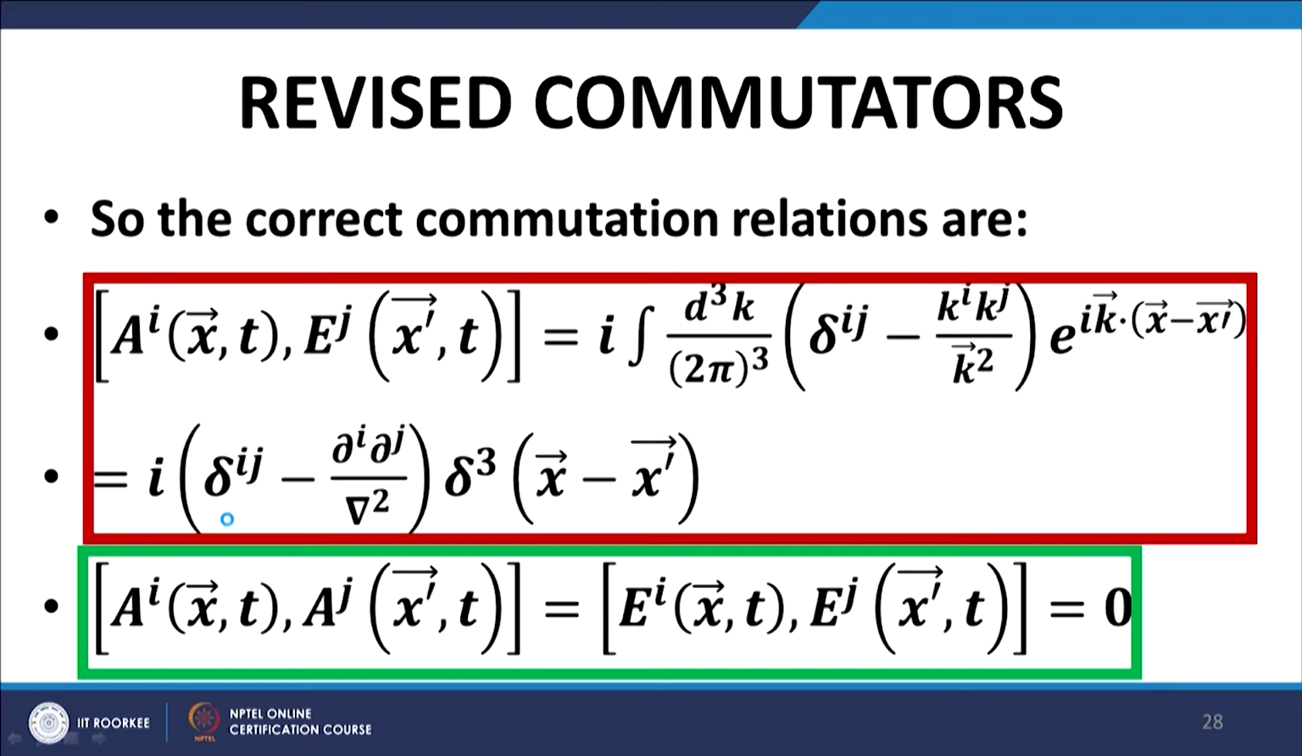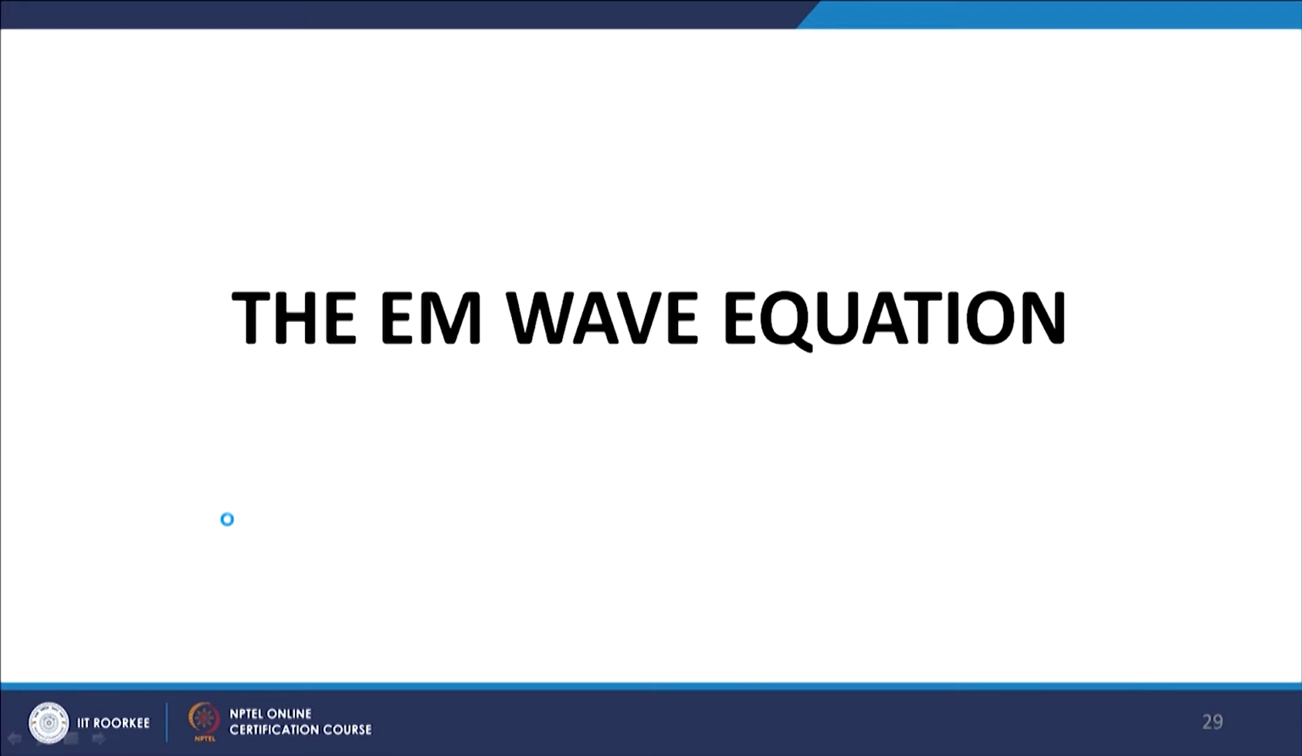The upper red box covers the commutators between Ai and Ej, where Ej represents the conjugate momenta and Ai represents the field variables, and the others are of course the commutators between similar quantities.